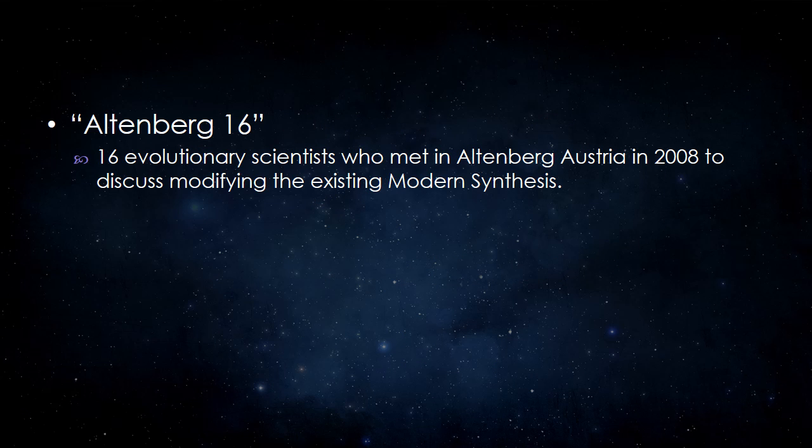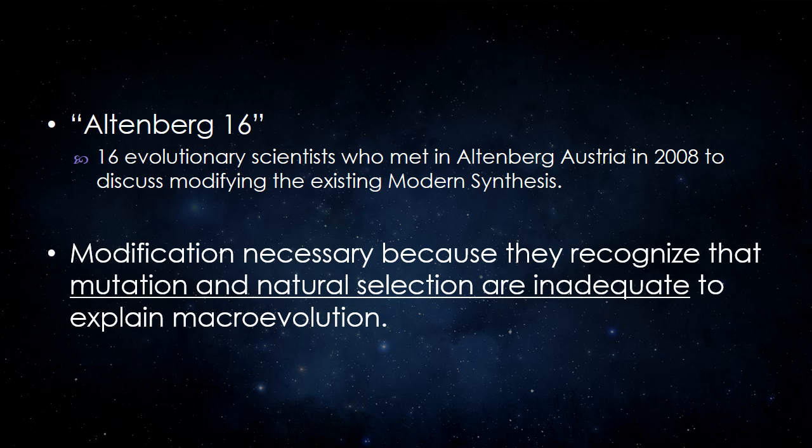In 2008, a group of 16 evolutionary scientists met in Altenburg, Austria to discuss modifying or extending the existing modern Neo-Darwinian synthesis. The Altenburg 16, as they were called, believed modification was necessary because they recognized that mutation and natural selection are inadequate to explain macroevolution.